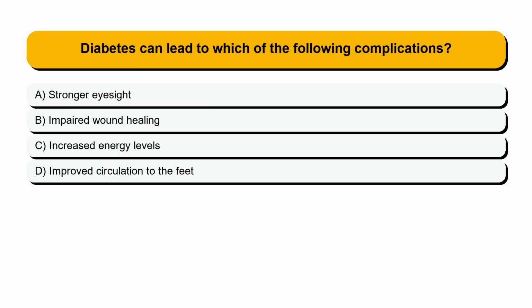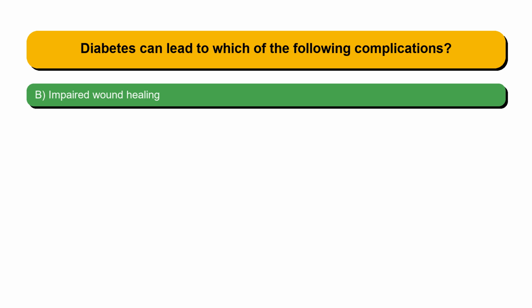Question 52. Diabetes can lead to which of the following complications? Option A, stronger eyesight. Option B, impaired wound healing. Option C, increased energy levels. Option D, improved circulation to the feet. The correct answer is option B, impaired wound healing.